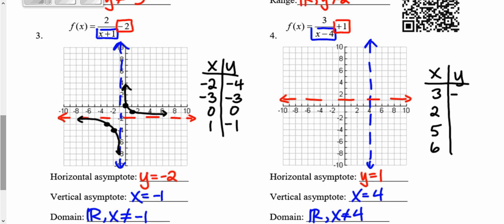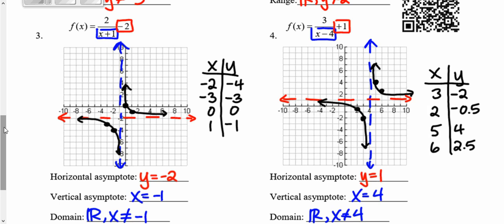So for 3, the output's -2. For 2, the output's -0.5. For 5, we get 4. And for 6, we get 2.5. Putting that all in the graph. All right. And we have our graph of our rational function.